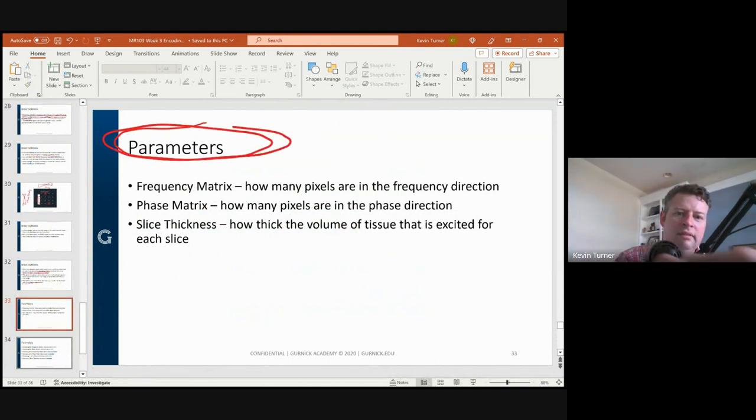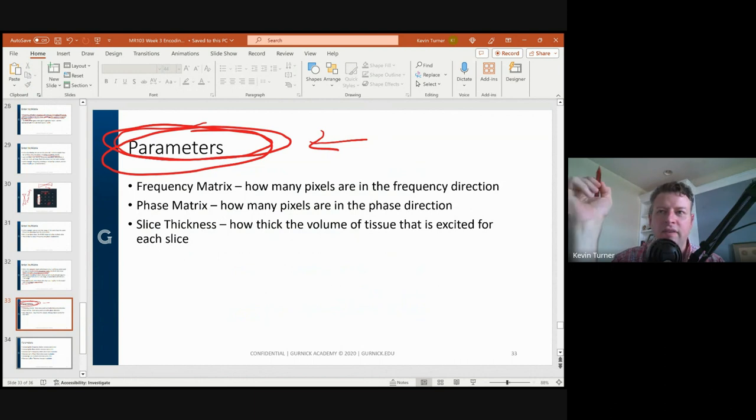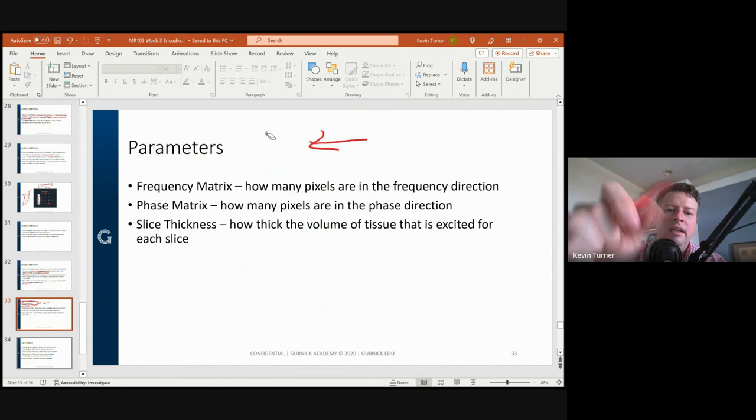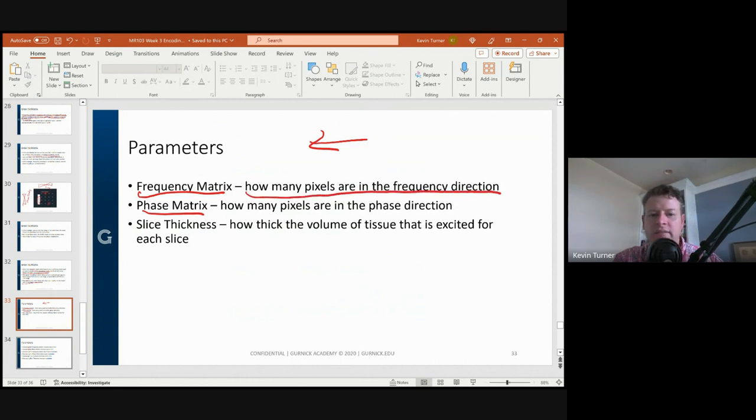Parameters. Again, out of the 15 questions on this week's quiz, 5 of them are going to be parameters, right? Frequency matrix and phase matrix. These are the actual things you change on your machine. When we're talking about parameters, we're talking about the numbers on the machine that you actually alter, okay? The frequency matrix determines how many pixels are in the frequency direction. And the phase matrix is how many pixels are in the phase direction. And then slice thickness is how thick the volume of tissue is that is excited for each slice.